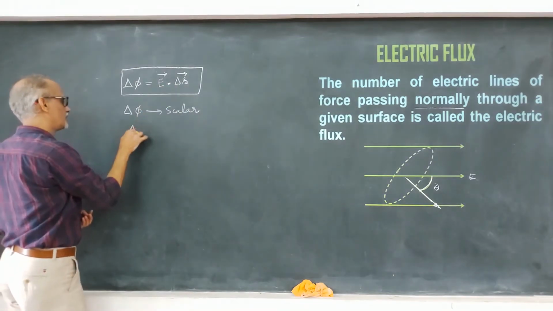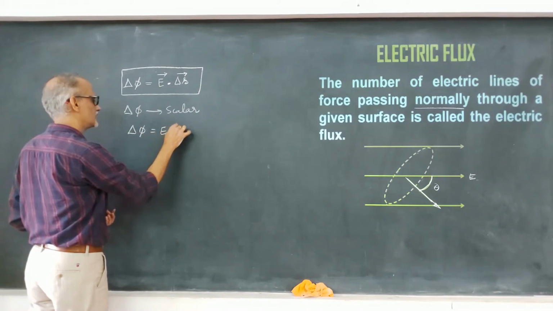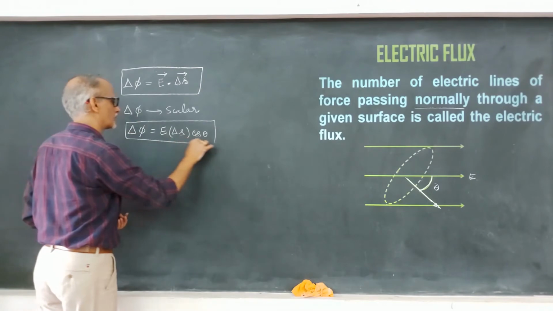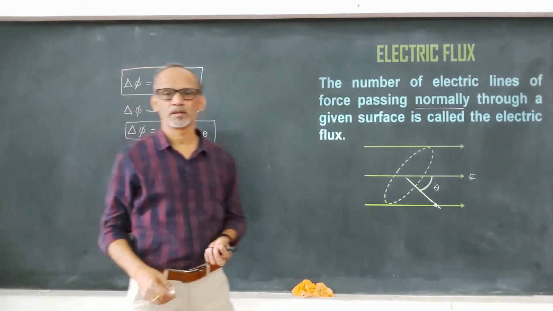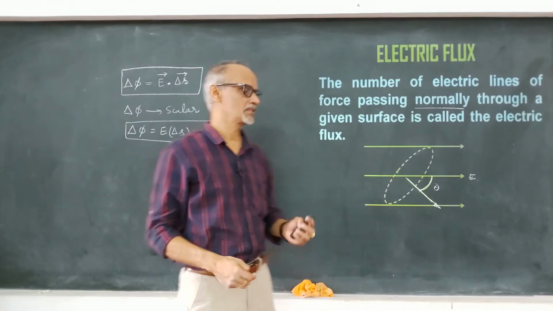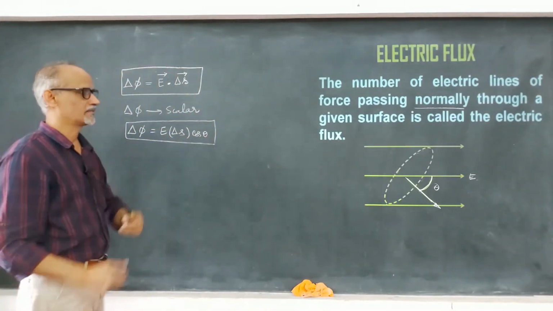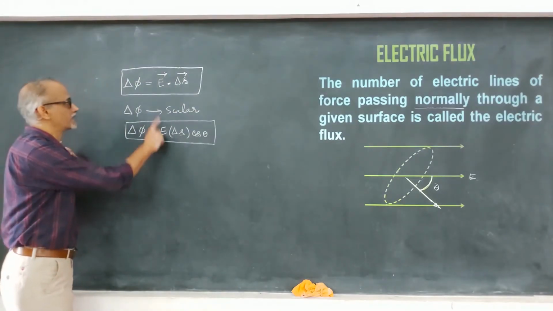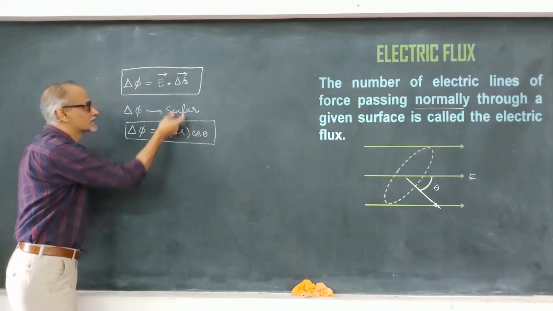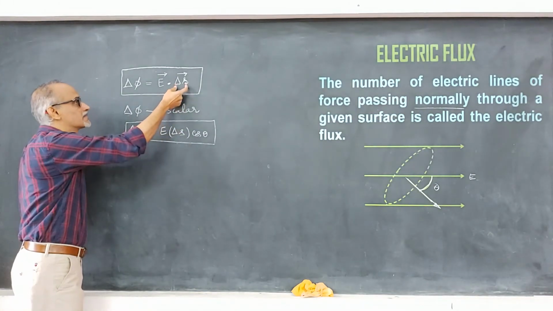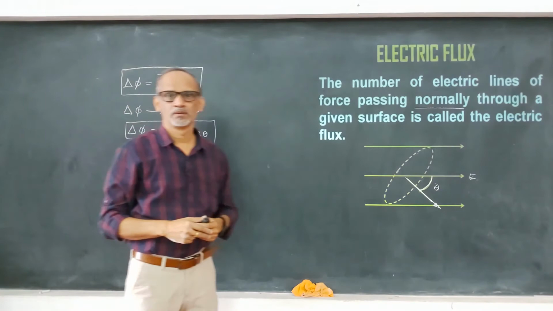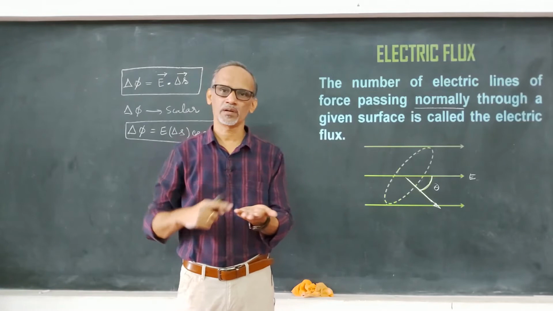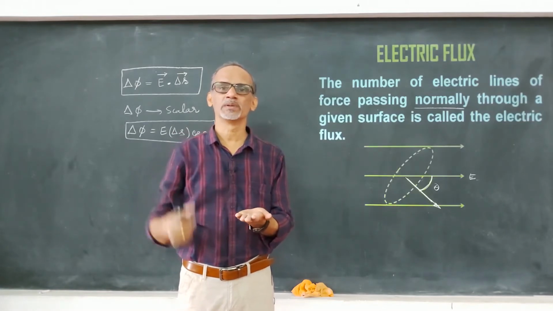How to write the magnitude of it? Delta phi is equal to the dot product, which is E delta S cos theta. That is how we write the dot product of two vectors. It is the product of the magnitudes of the two vectors and the cosine of the angle between them. Here E is a vector, and delta S is an area vector. So what is the direction of an area vector? The direction of the area vector is normal to the surface, and outward.